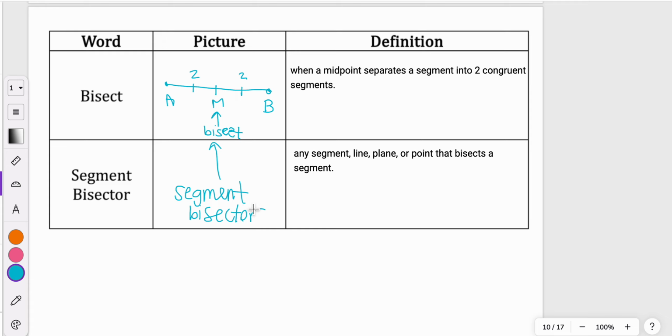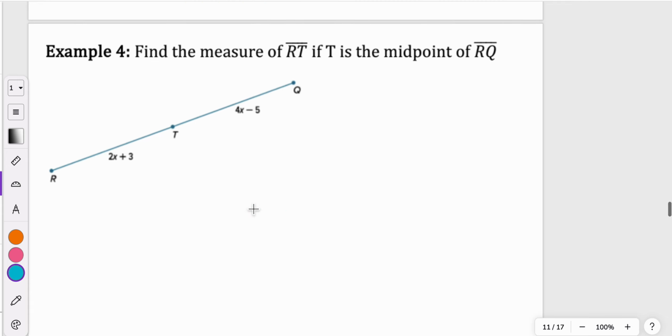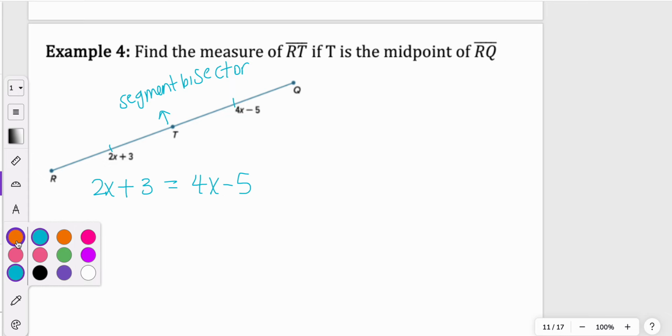Okay, so pretty easy. What we're going to do now is apply that to the next two examples. Example 4, find the measure of RT if T is the midpoint of RQ. So if I know that this is the midpoint, that means that this is my segment bisector, which means TQ is equal to RT. So I would just be able to say, okay, 2x plus 3 should be equal to 4x minus 5. So I'm going to solve for x first.